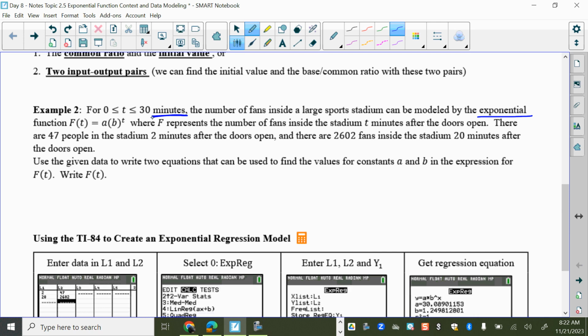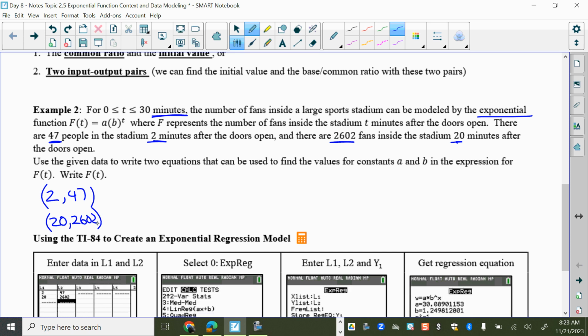Not in this one. All right, so 47 people at 2 minutes, and then there's 2,602 at 20. So right there, you've given me 2 points, right? So you told me that 2 minutes, because the time is my input, my domain, right? So 2 minutes produces 47, and then what's the other point? 20 produces 2602. All right, so good. So there's my 2 points.